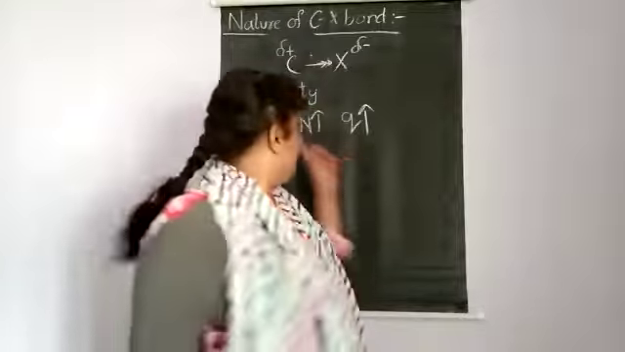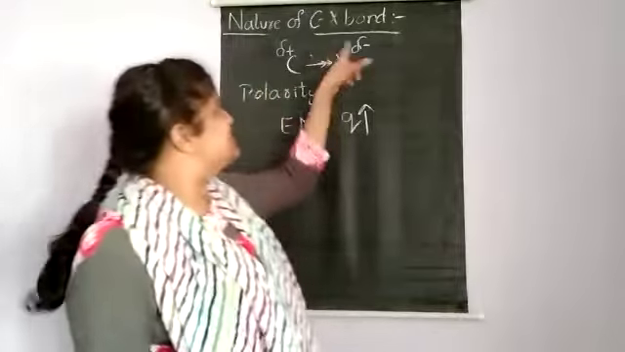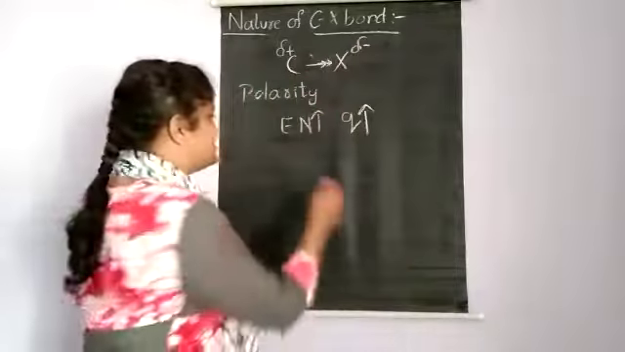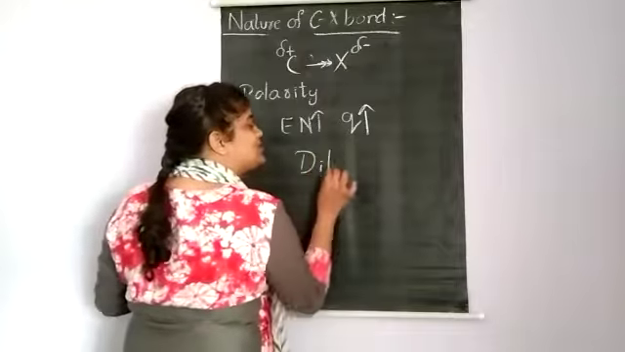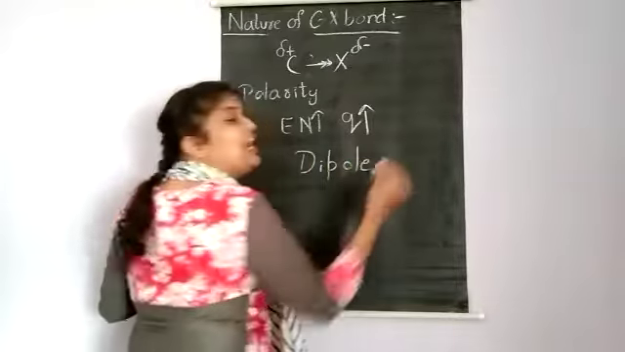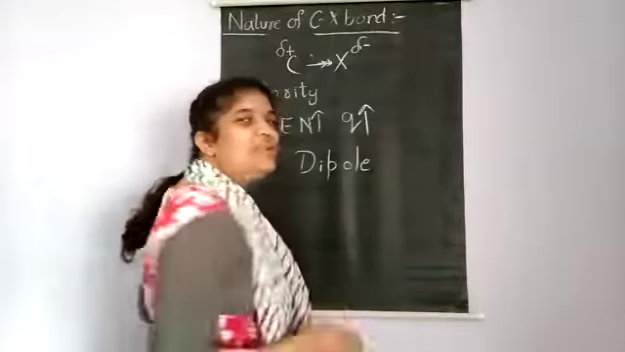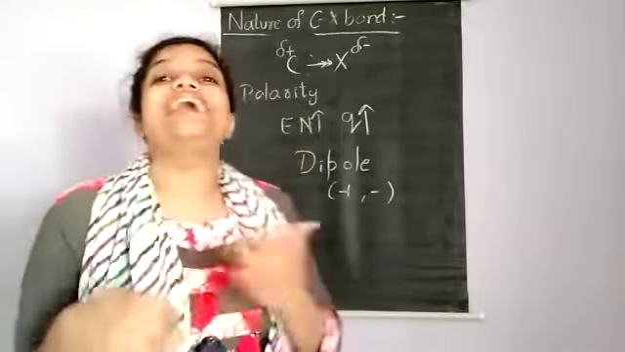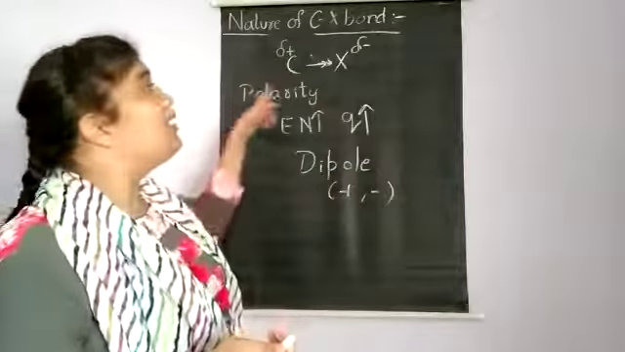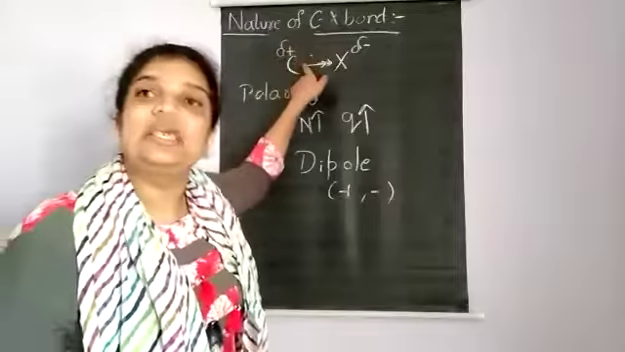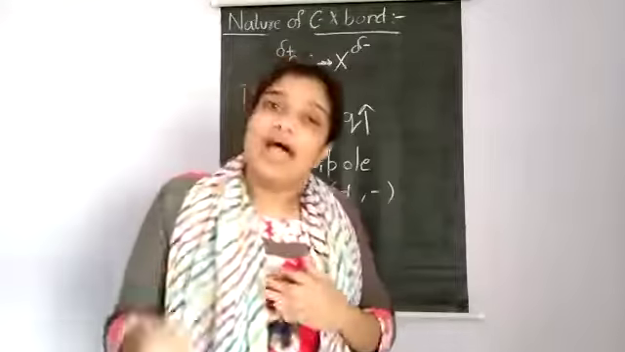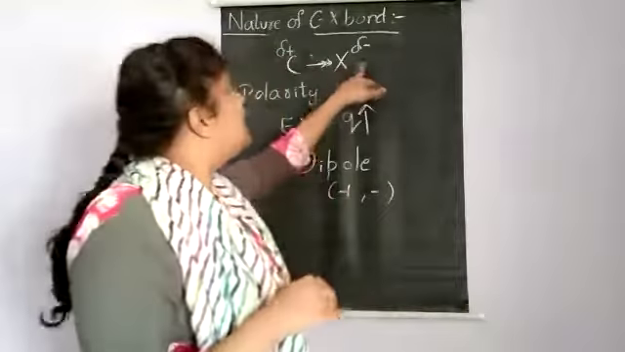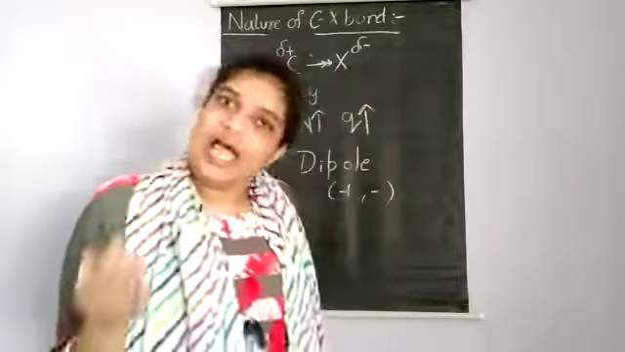Now, due to the polarity created in this halogen and carbon bond, a dipole is created. That is nothing but two poles, a positive and a negative pole. Why is this dipole created? Because of the polarity developed in this bond. Why is this bond polar? The bond is polar because of the electronegativity of the halogen atom.